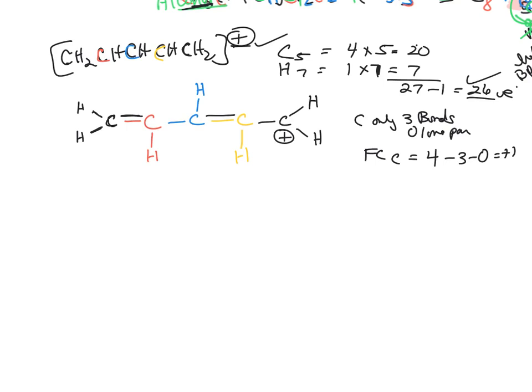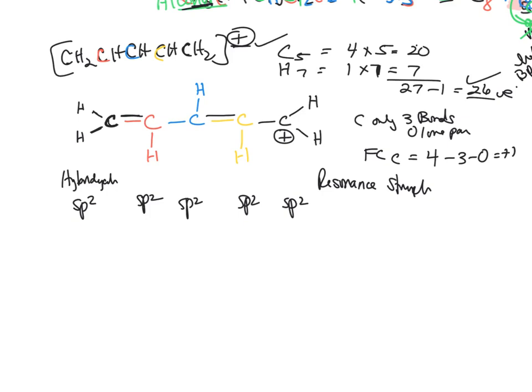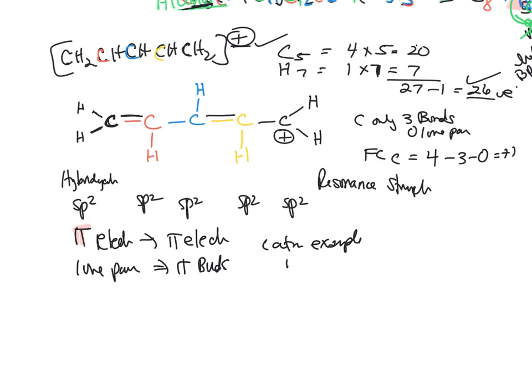Now, this is not the only structure, because we have to consider resonance structures. Okay, so let's look at the first carbon. What's the hybridization of each one? So the first carbon is bonded to one. That means these pi electrons can go, and pi electrons can go to other pi electrons. Okay, we can have lone pairs that can go to make pi bonds. And so what we have here is a cation example. And the negative electron, which is in the pi bond, will go towards the positive charge. Okay, so these electrons will go from a pi bond to a new pi bond.